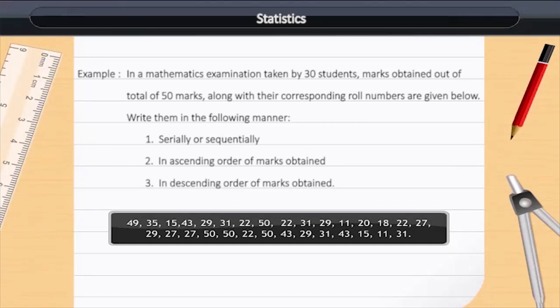49, 35, 15, 43, 29, 31, 22, 50, 22, 31, 29, 11, 20, 18, 22, 27, 29, 27, 27, 50, 50, 22, 50, 43, 29, 31, 43, 15, 11, 31.